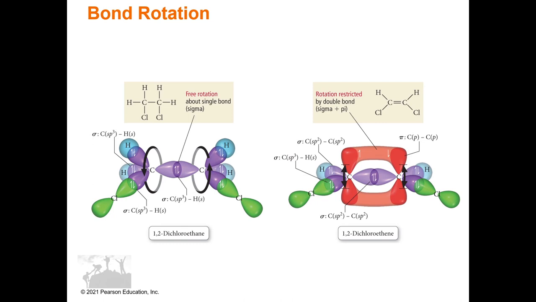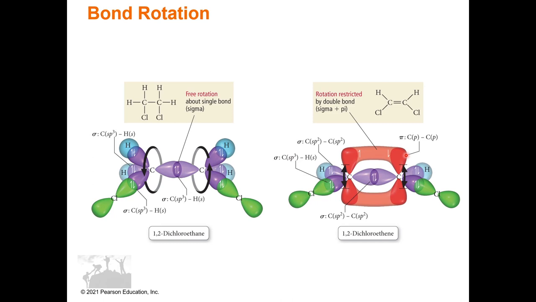Here we have 1,2-dichloroethane. ANE tells us that we only have single bonds here. And we also have 1,2-dichloroethene. ENE tells us that there's a double bond somewhere. So again, if we only have single bonds, then this molecule can rotate. So right now, the two chlorines are pointed downward. Well, there's a possibility for this chlorine to rotate upward. So the atom down here would be the hydrogen, and up here would be the chlorine. There would be free rotation about this single bond.